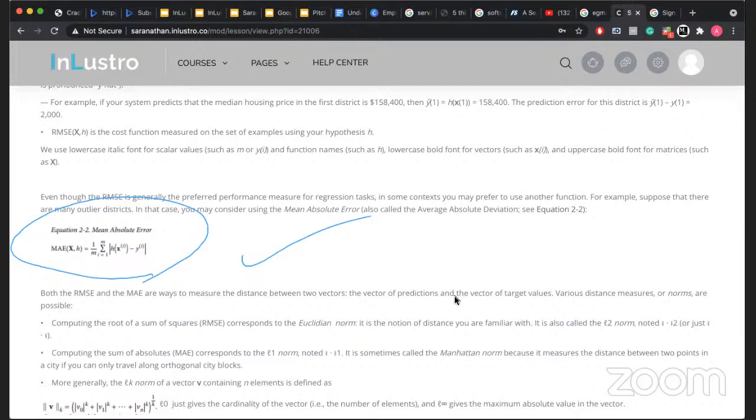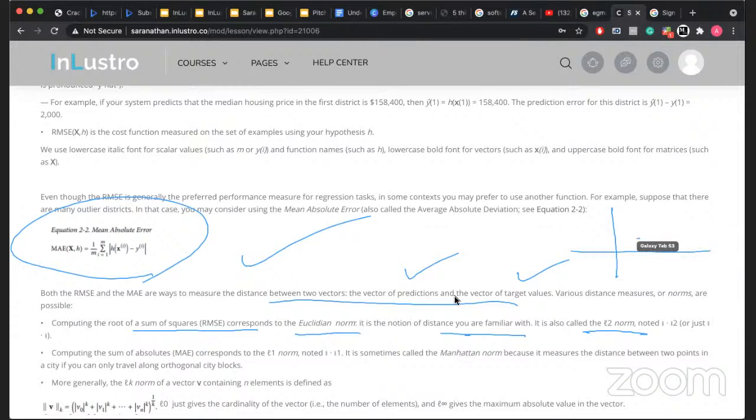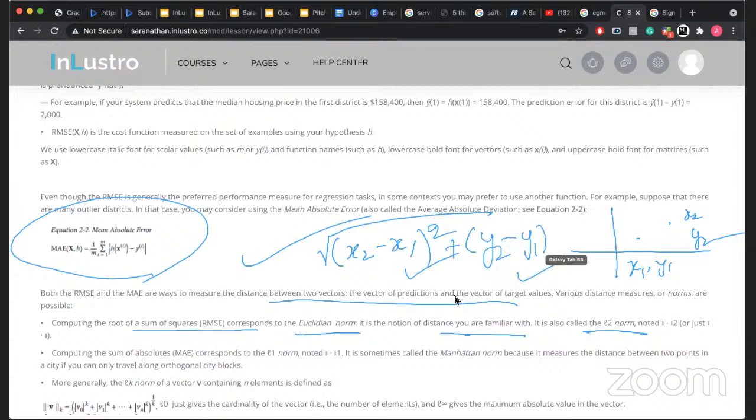But RMSE and MAE are both ways to measure the distance between two vectors. So the vector of predictions and the vector of targets. Whereas several distance measures or norms are possible, right? Computing the root of a sum of squares, RMSE, corresponds to the Euclidean norm, right? The notion of distance that you're familiar with. Basically, you have 2 points, x1, y1, x2, y2. Then we know by coordinate geometry that the distance between them is x2 minus x1 the whole square plus y2 minus y1 the whole square, all under a square root. So this is the distance, the Cartesian distance between 2 points.